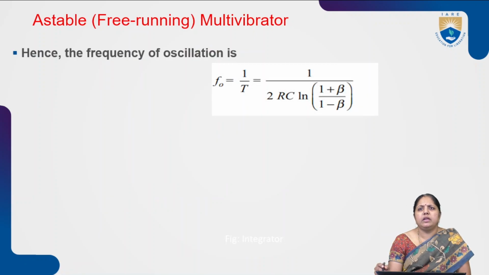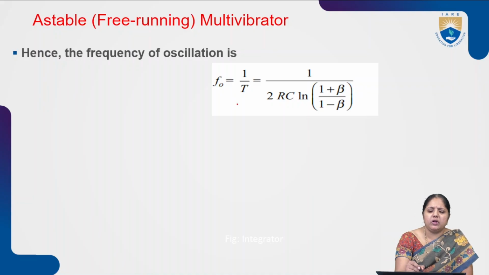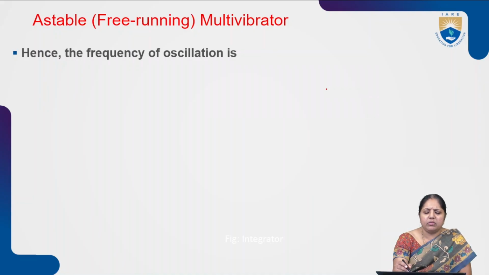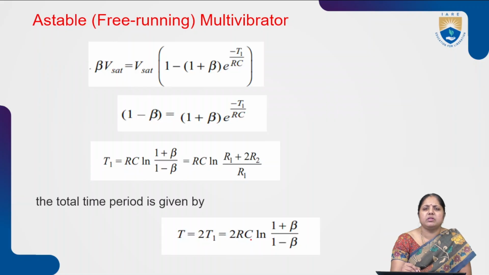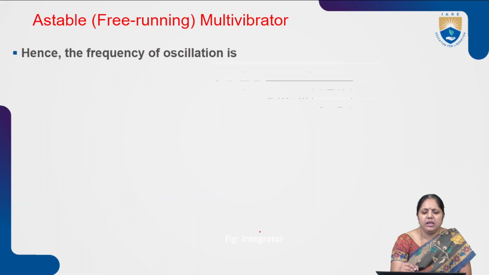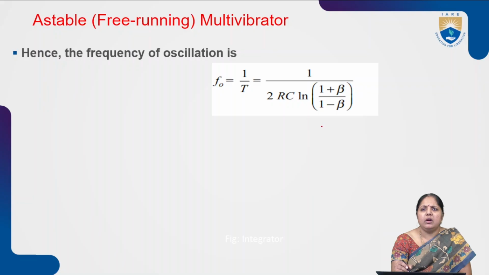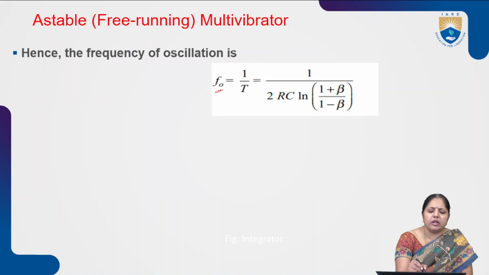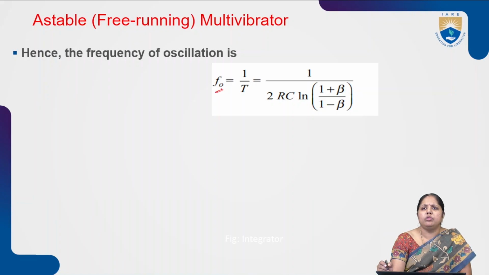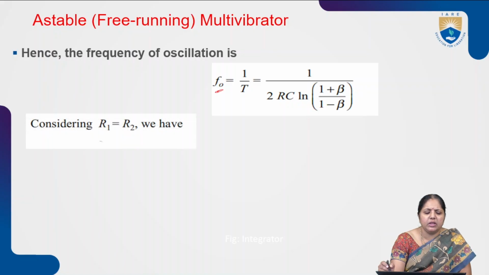Now, from this, the frequency of oscillations. What is the frequency of oscillations? f naught equals 1 by T. So whatever you got previously in the derivation, just substitute the time period in this expression. So this is the frequency of the oscillation. If you are able to vary the corresponding R2 and R1 values, then you can vary the frequency of the oscillations. So this is the frequency of the square wave.